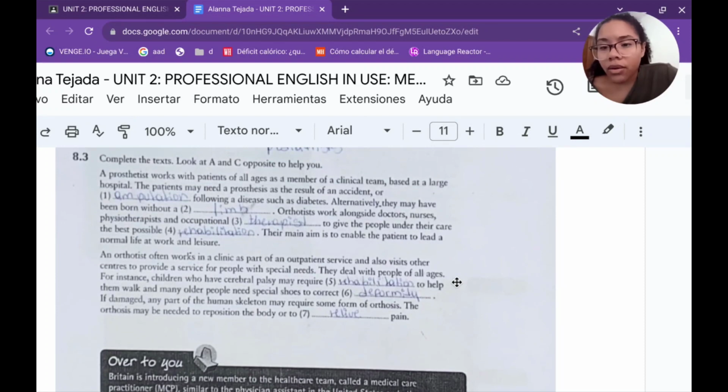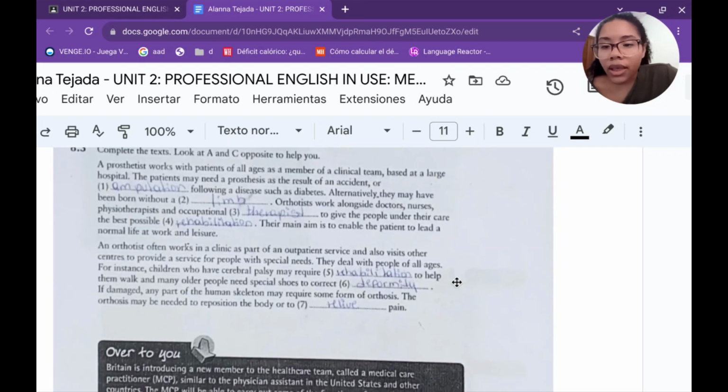A prosthetist works with patients of all ages as a member of a clinical team based in a large amputee hospital. The patients may need a prosthesis as a result of an accident or amputation following a disease such as diabetes. Alternatively, they have been born without a limb. Orthotists work alongside doctors, nurses, physiotherapists, and occupational therapists to give the people under their care the best possible rehabilitation. Their main aim is to enable the patient to lead a normal life, at work and at leisure.